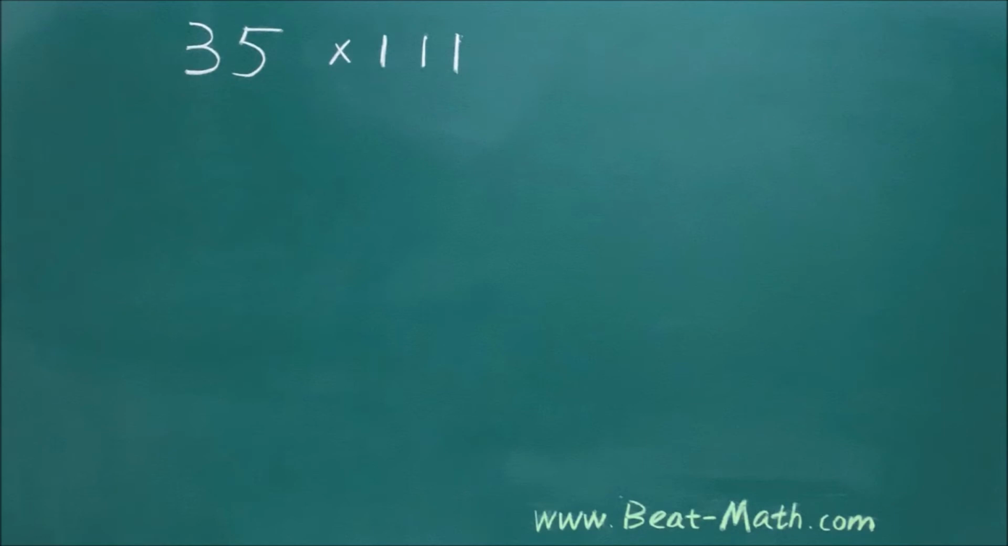35 times 111. Actually, it's similar to before. We put 3 in the first and 5 in the last position. 3 plus 5 equals 8. We write 8 twice between 3 and 5 and get 3,885. That's the answer. Let's try another one.